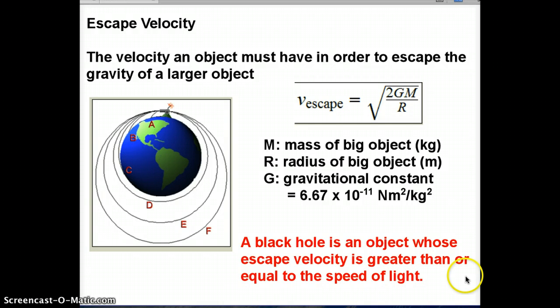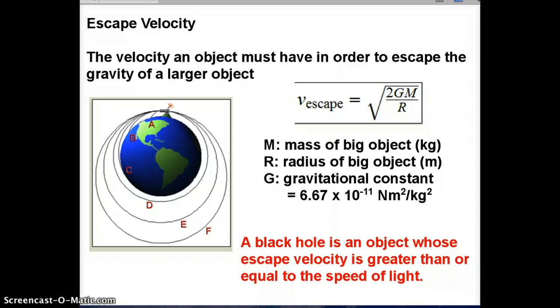Now, a black hole is defined to be an object whose escape velocity is greater than or equal to the speed of light. Light is the fastest thing there is. The speed of light is the greatest possible speed. That's one of Einstein's big conclusions, that the speed of light is the fastest speed there is. Nothing can travel faster than the speed of light. So if your escape velocity is bigger than the speed of light, then light can't escape from it.